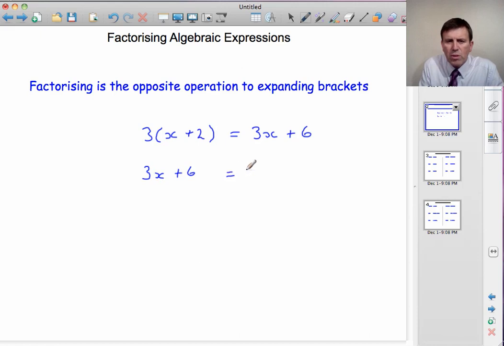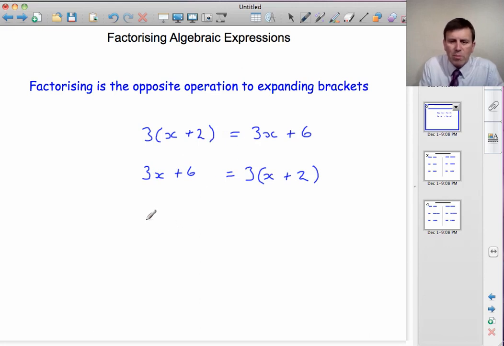So we pull the 3 to the front, and then we rebuild the expression in a bracket. What do I need to multiply 3 by to get 3x? Answer, x. 3 times x is 3x. Plus, because the signs are never going to change, we're only pulling out positive factors here, so any signs in the bracket will stay the same. But what do I multiply 3 by to get plus 6? Answer, plus 2. And now you'll see we've arrived back at that expression that we started with before we expanded the bracket.